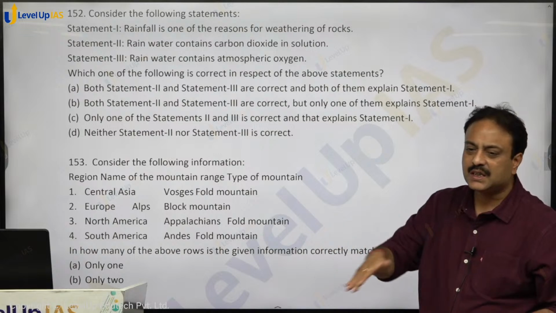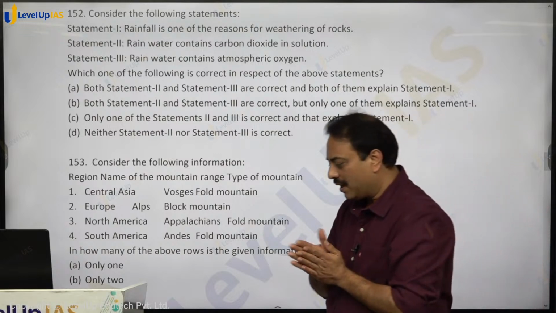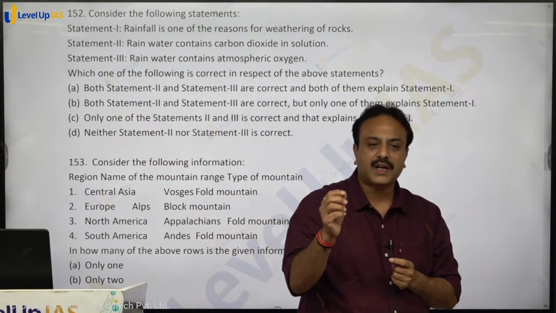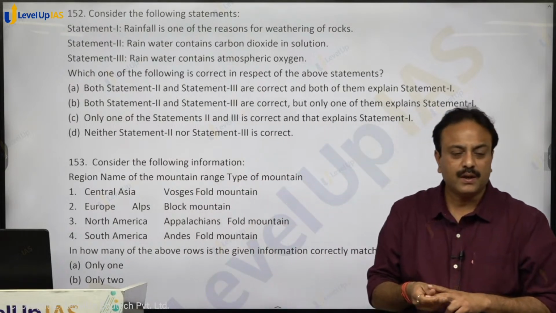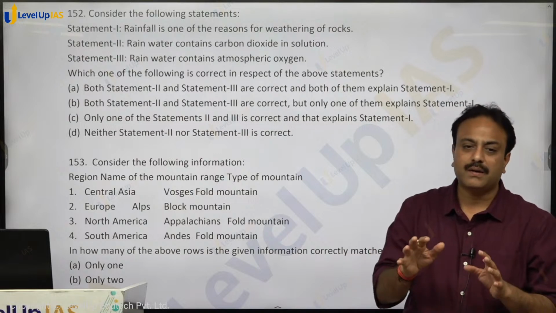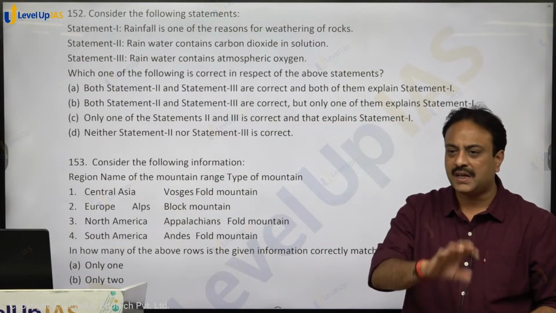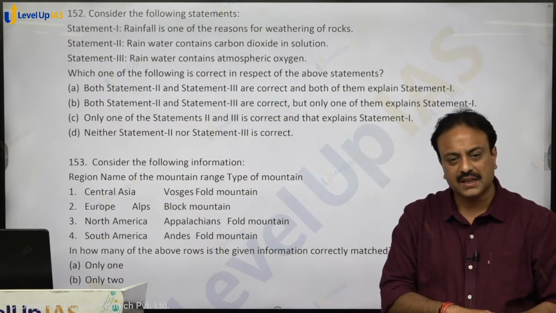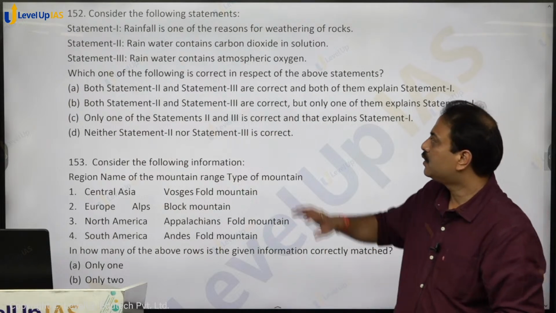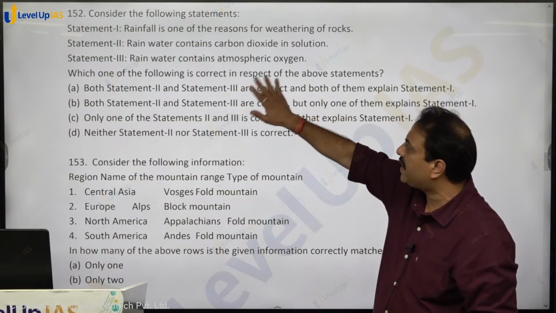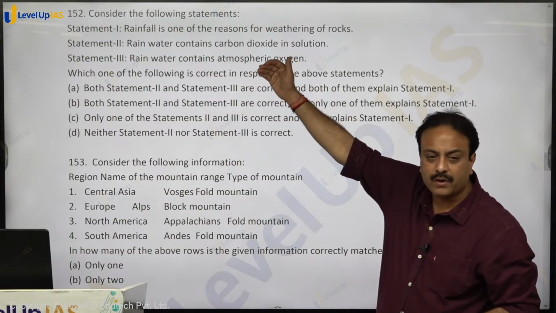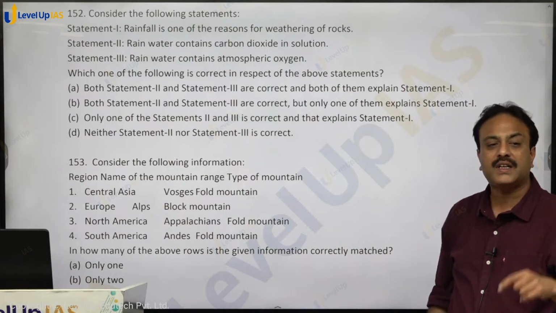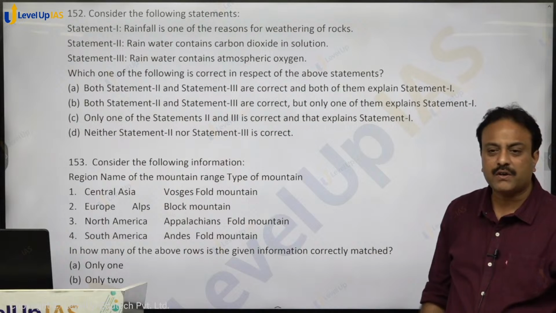And when it reaches the surface of the earth, what happens? Carbon dioxide present in water results in the formation of weak carbonic acid. Oxygen combines with the various materials, that is, the minerals which are present in the rocks, and forms oxides of those minerals. As a result, weathering takes place. So what the question is asking is whether 2 and 3 are supporting 1 or not. So rainfall is one of the reasons for weathering of rock. Why? Because rainfall has oxygen also, carbon dioxide also.